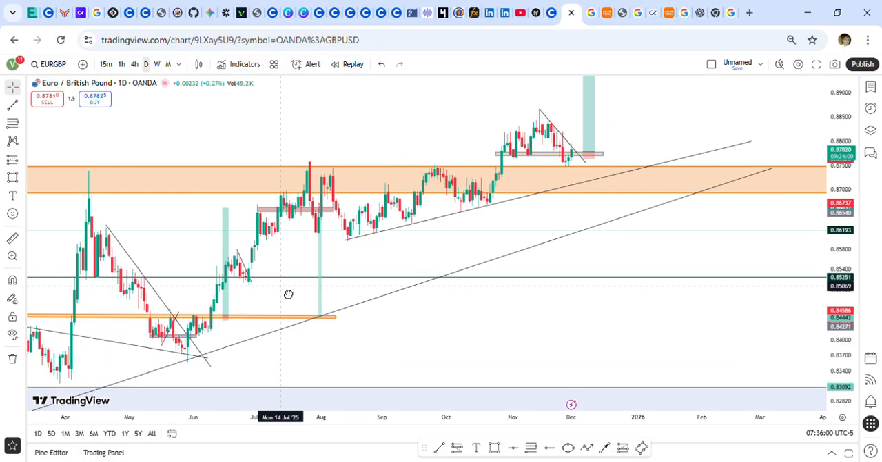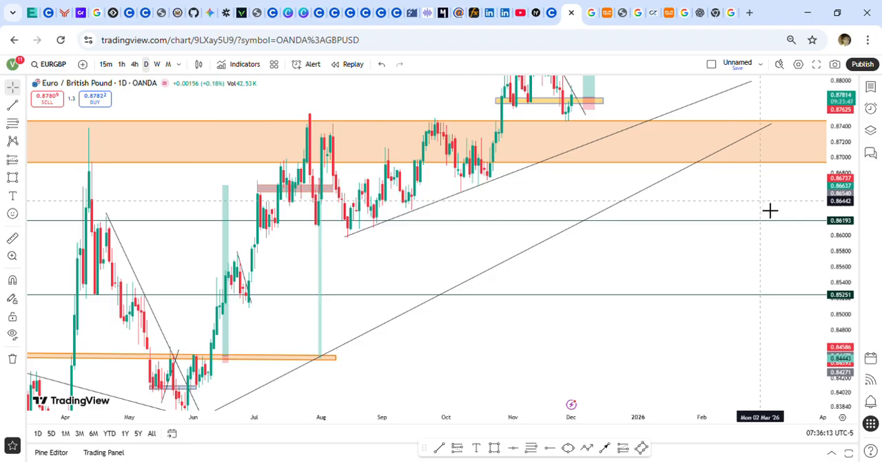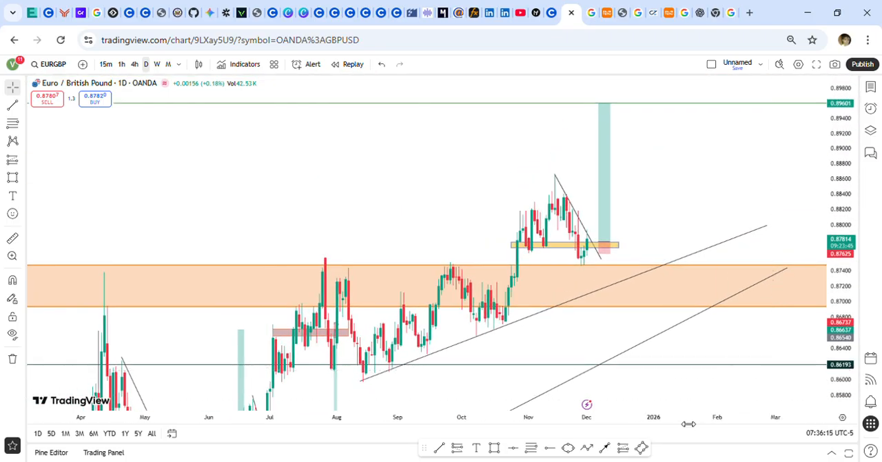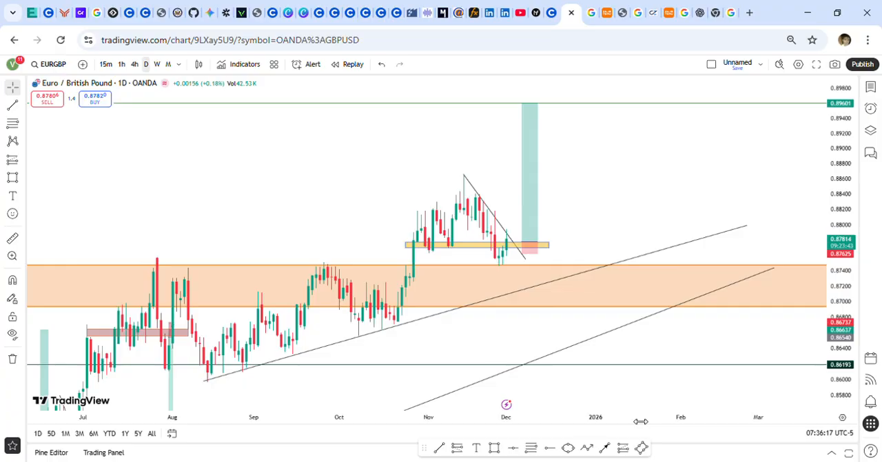Now look at the market structure. Higher high, higher low, higher high, higher low, higher high. This one is a little bit higher than this one, higher low. So the daily time frame market structure is kind of confusing a little bit. But I only think it will align if this market can break this zone and break this trend line.